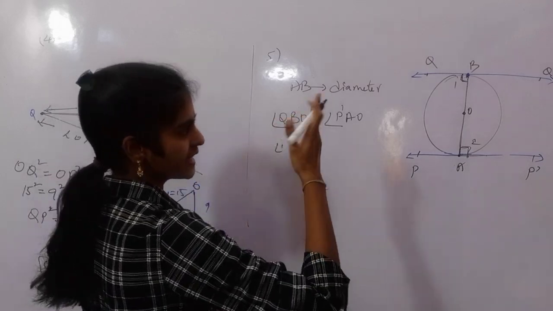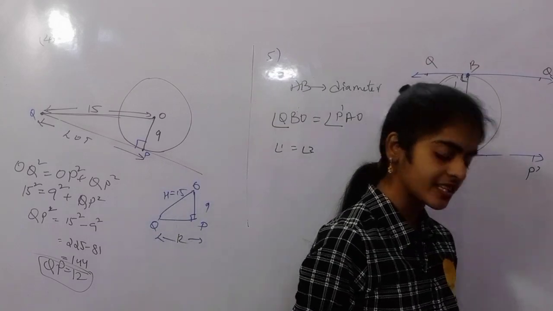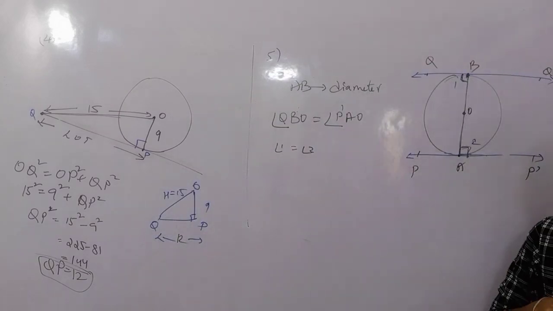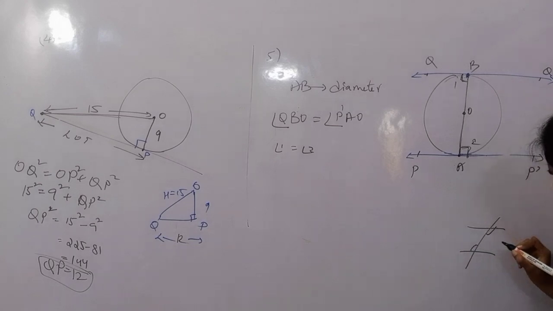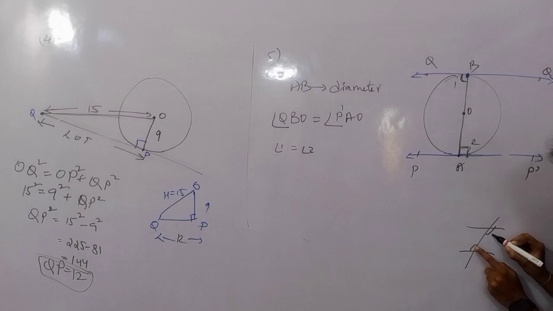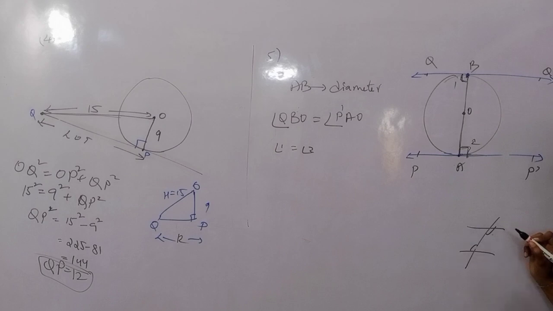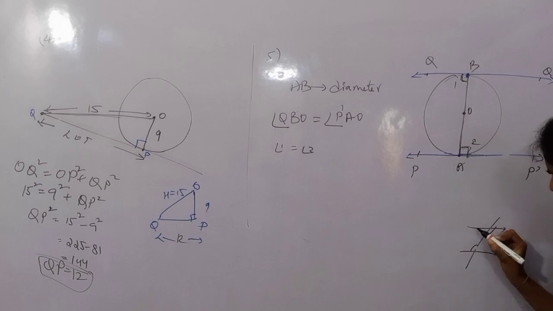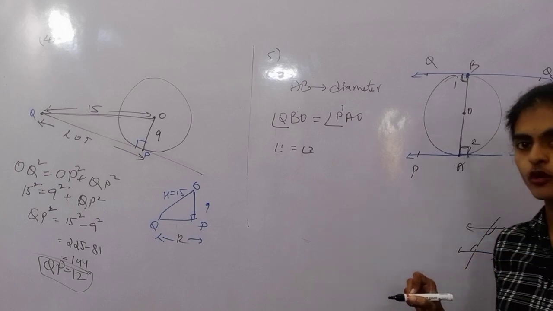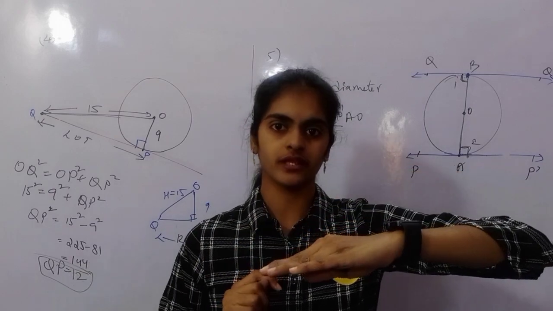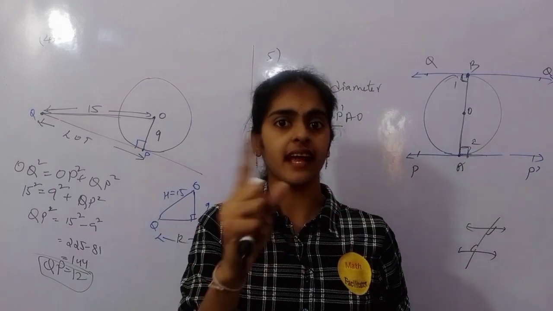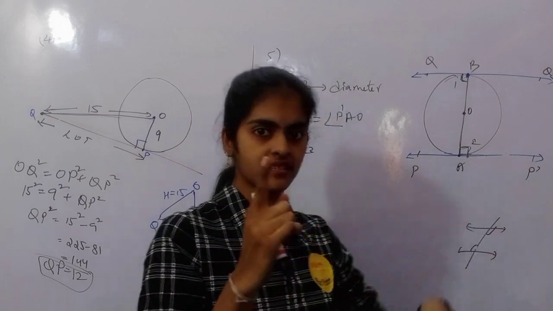If the alternate interior angles are equal, you have learned this in your class 7 and 9 also. If two lines are parallel and this is the transversal, the alternate interior angles are equal when the lines are parallel. But the converse, the reverse of it: if the alternate interior angles are equal, then I can say these two lines are parallel. How many of you remember the converse also?